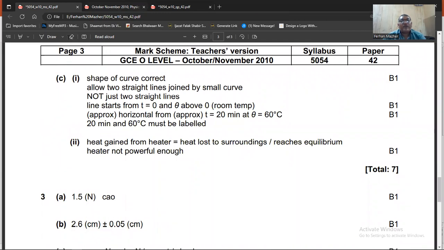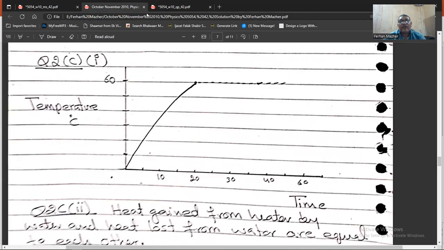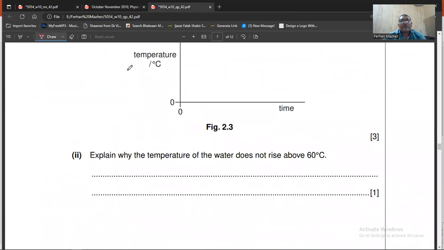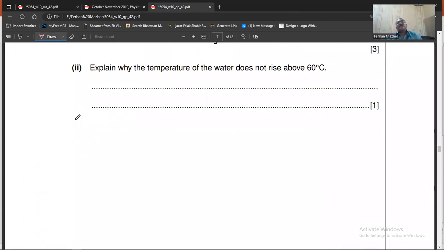You can read it from here. I have already checked it. So this is my answer. So we are going to the next question. He says, explain why the temperature of the water does not rise above 60 degrees centigrade.